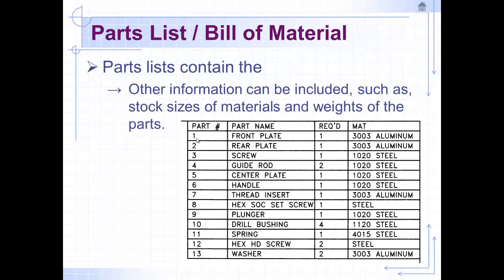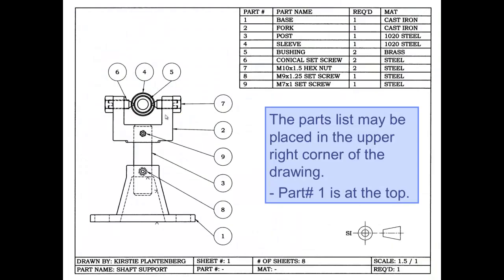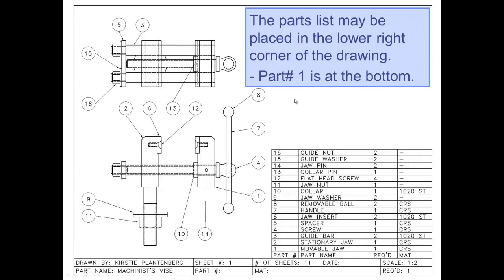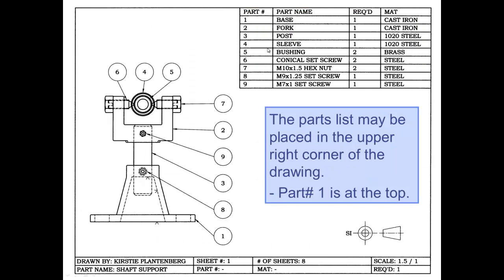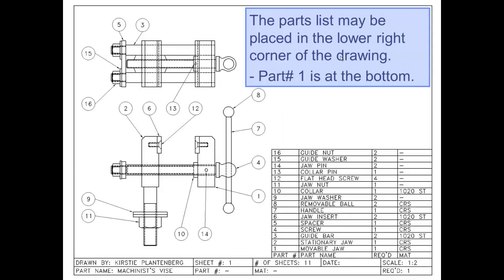Okay, so that's the first one. Okay, and this is the second one. See the difference? Okay, so if we go from 1 with increasing numbers downward, then the table has to be located in the top right corner. If we go from 1 and up with increasing numbers, then it has to be located in the bottom right corner. Okay?